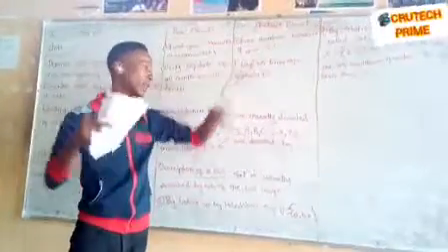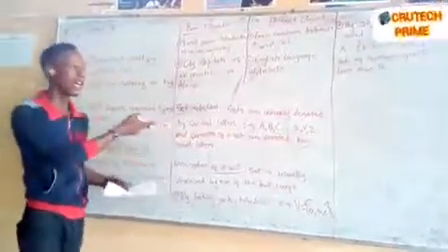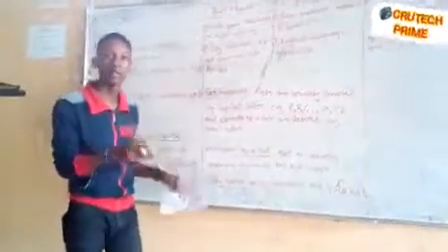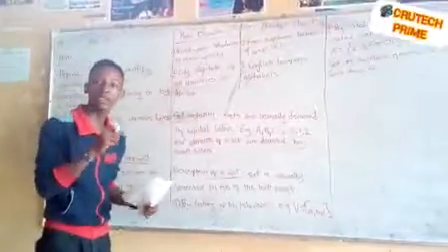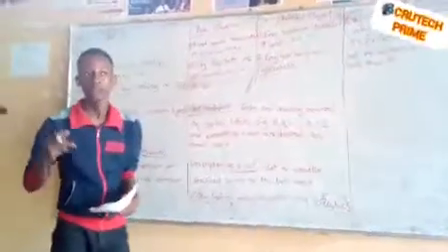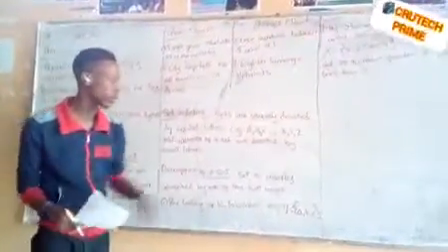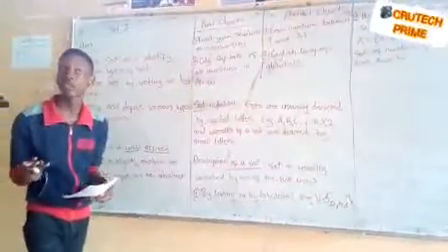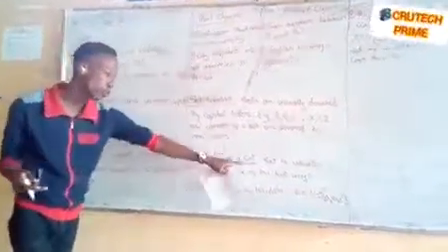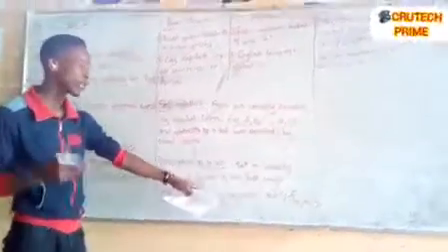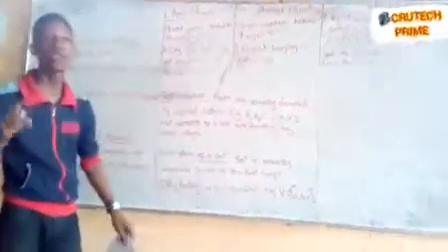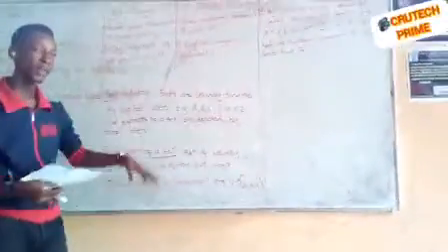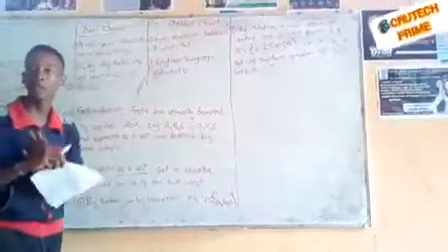Are you getting me? The next one is set and notation. Sets are usually denoted by capital letters, while members of the set are denoted by small letters. Set can be described using one of two ways, by listing or by tabulation. Example, V equals A, B, C. A, B, C are members of the set. It's given out plainly to us.